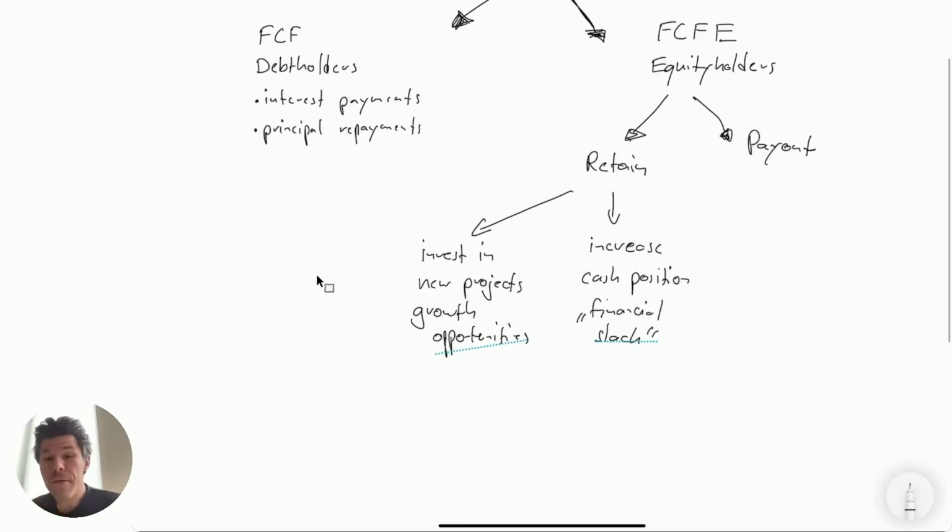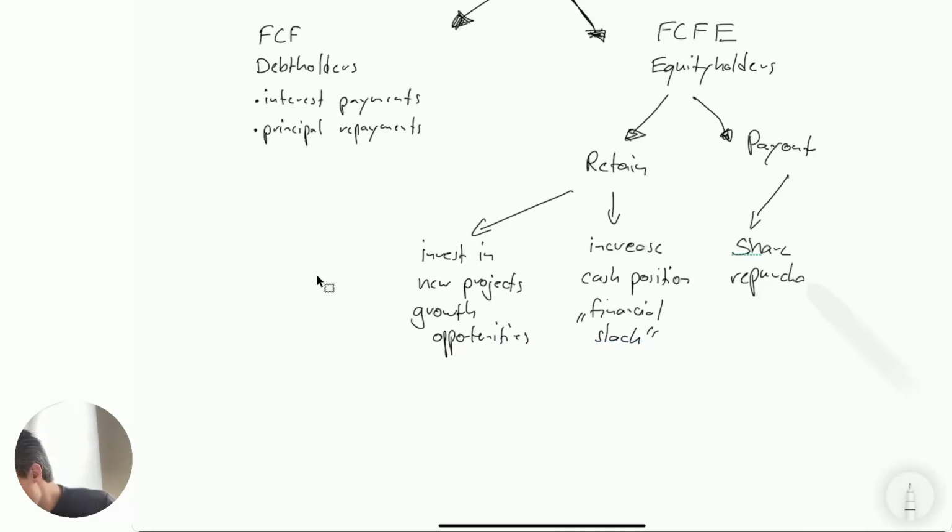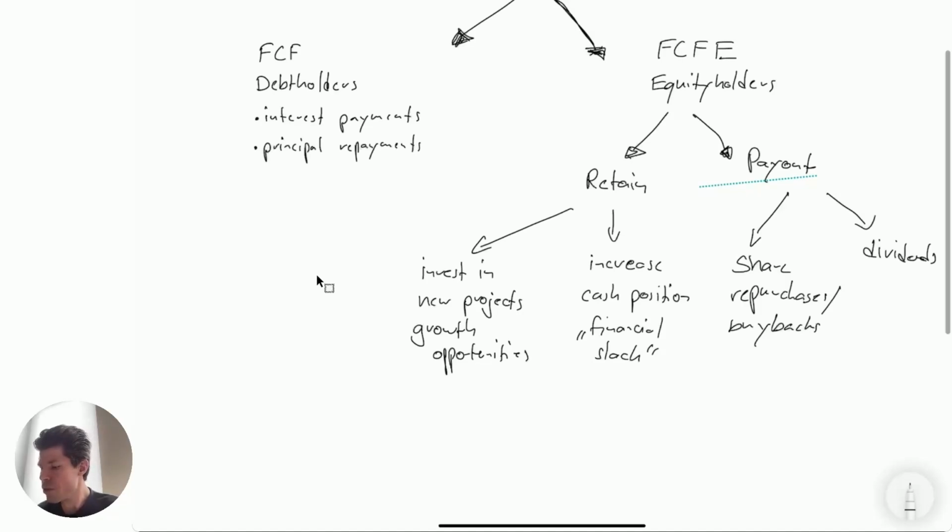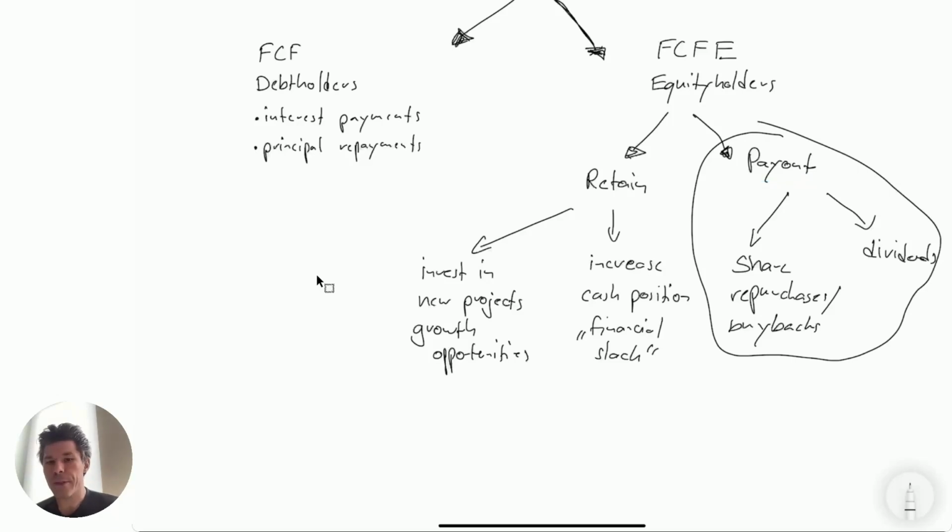paying it out. But then if you decide to give some money back, you have basically two main options. One is share repurchases or buybacks. It's the same, buybacks. Or you can pay them out as dividends. So again, free cash flow to equity holders is optional. You don't need to pay out. You can retain, whether you declare dividends or whether you buy back shares or invest in new projects, increase your cash reserves. It's all up to you. Payout policy is basically the decision here of distributing free cash flow to equity holders.